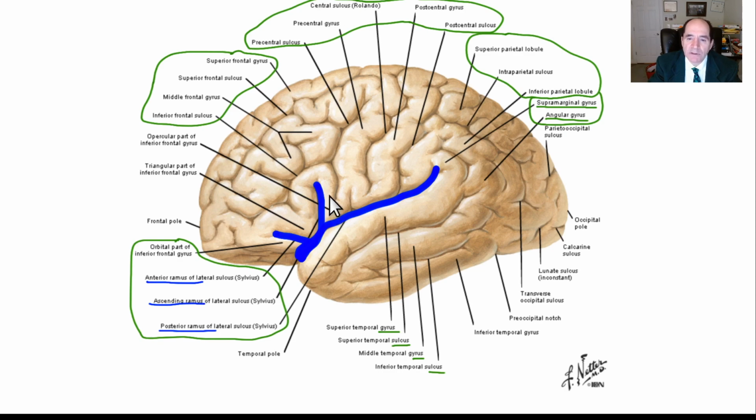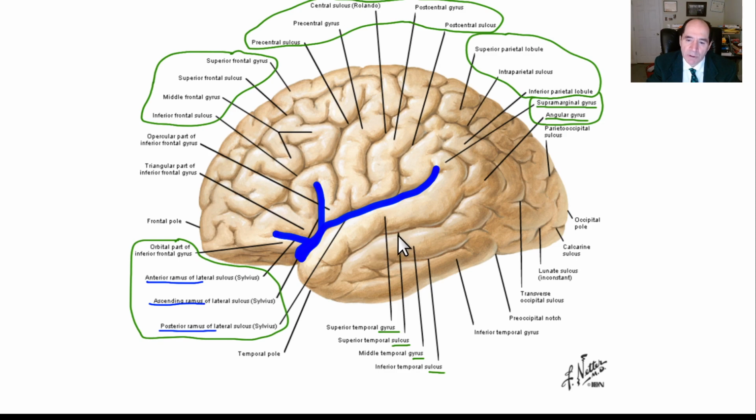And now once I've found this, I know I just follow it up. I'm in the precentral sulcus. Right behind that is precentral gyrus, primary motor. In between that is central sulcus of Rolando. So right behind that is postcentral gyrus. Okay, so that's touch, vibratory sense, position sense. Right behind that, inferior parietal lobule, superior parietal lobule, intraparietal sulcus.